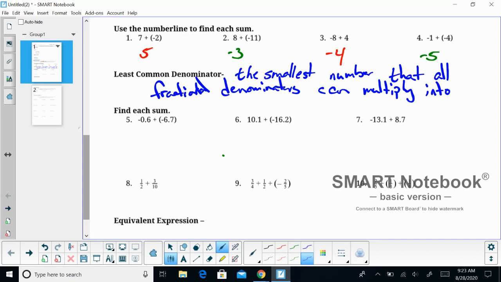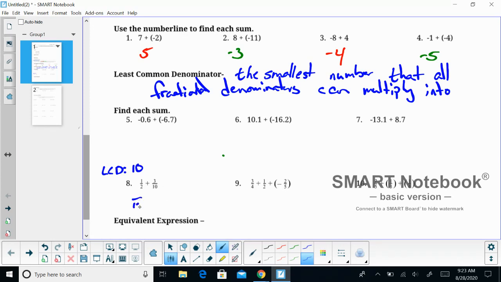the bottom. So in number 8, my denominators are 2 and 10. And what I'm doing when I'm finding the least common denominator is I'm looking for the smallest number that they both can be multiples of. So is there a number that I can multiply 2 by something to get to that number? Well, that's going to be 10. If I multiply 2 times 5, I'd get 10. And 10 times 1 is 10, so that's my least common denominator.